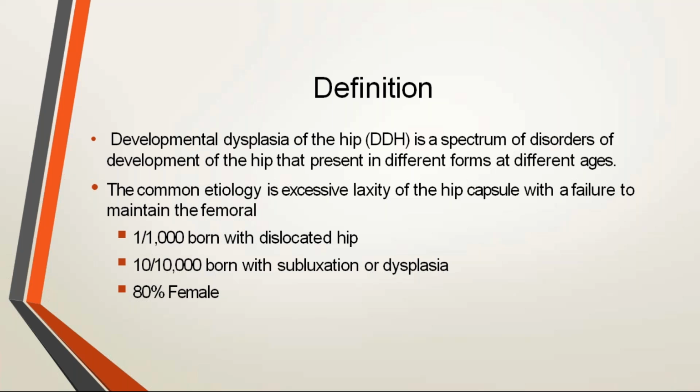Strangely, this condition is more common in females. That is, 80% of the affected people are females. It occurs in 1 in 1,000 live births, and 10 in 1,000 births have subluxated or dysplastic hips.